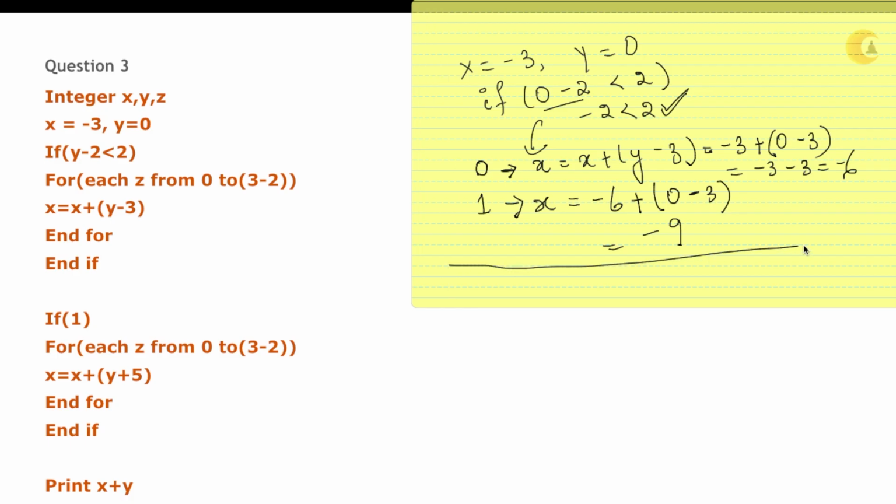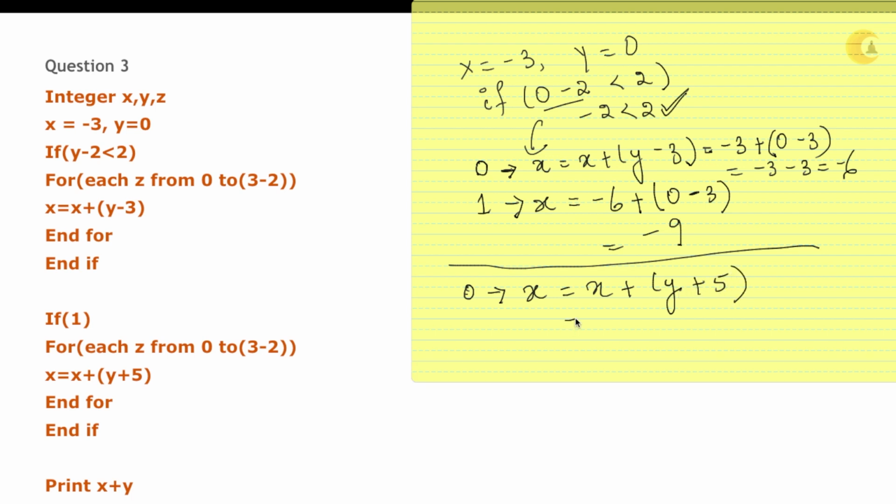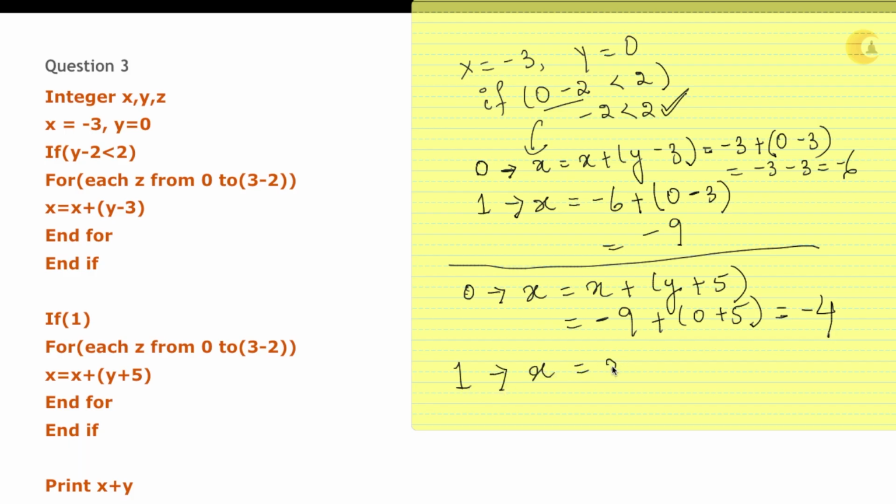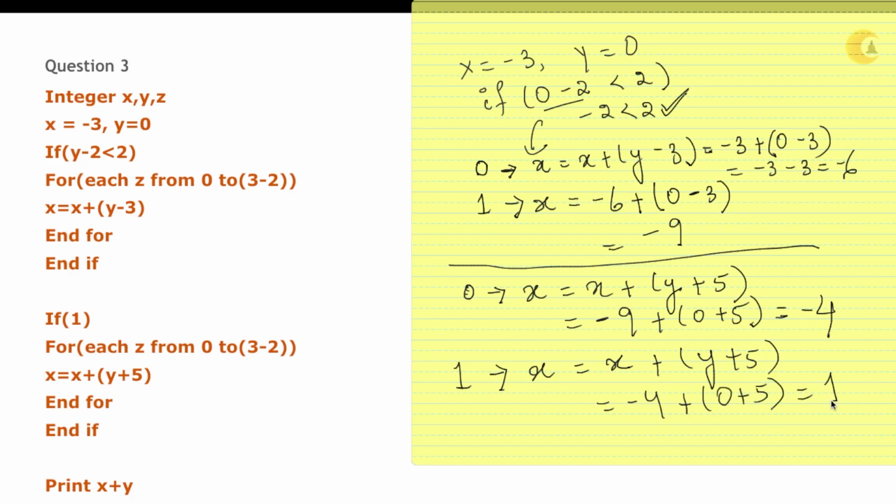Now moving down to the next if condition. So this is always true. So now when it runs for the 0th iteration, x is equal to x plus y plus 5, right? So minus 9 plus 0 plus 5. So it will be minus 4. Now when it runs for the first iteration, x value will change to minus 4. So it will become minus 4 plus 0 plus 5. So the answer will be 1.